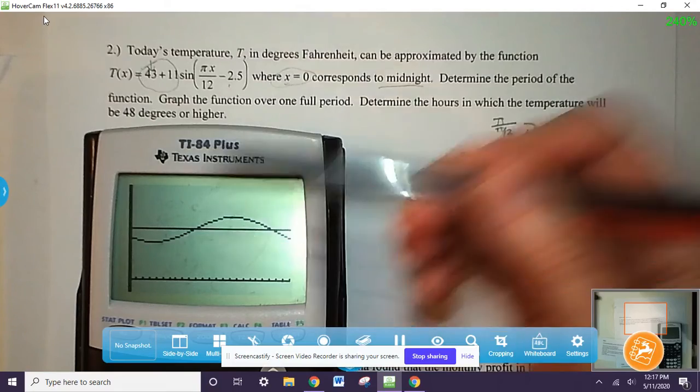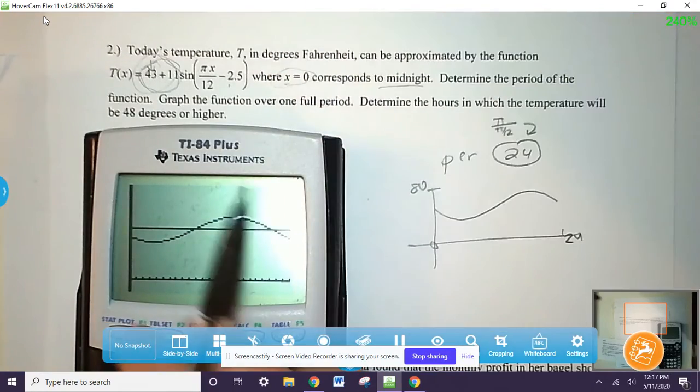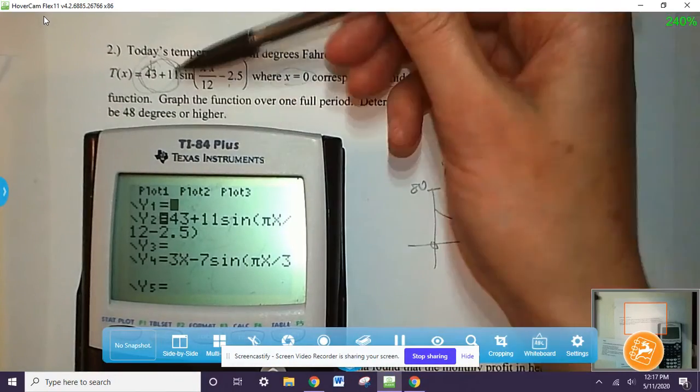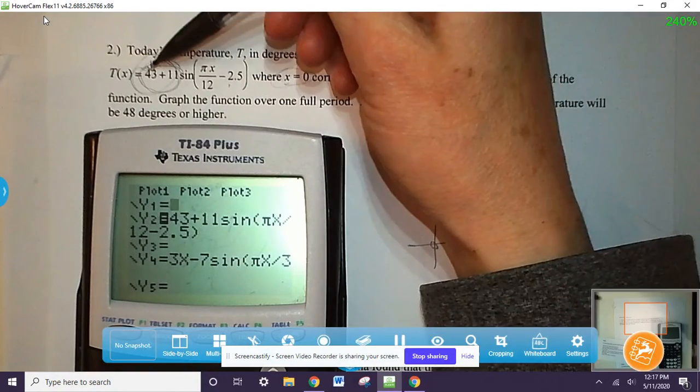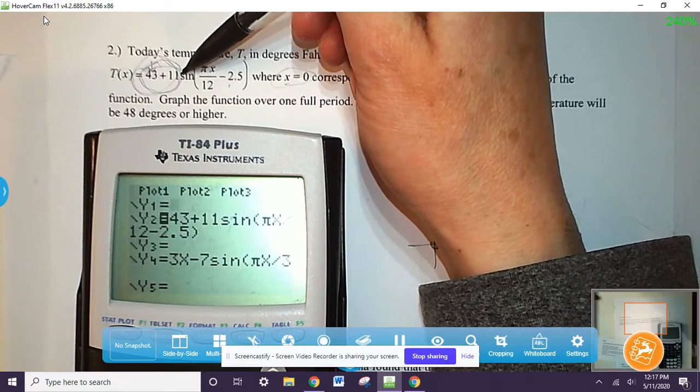So just to kind of point out, because you guys know so much about your sine and cosine graphs, you actually may be able to predict what a good window would be because you understand what the vertical shift does to the graph and what the vertical stretch does to the graph.